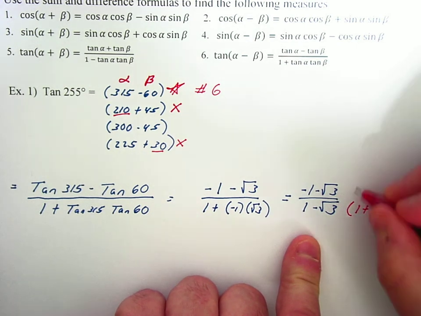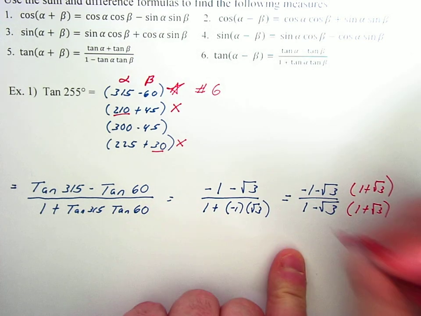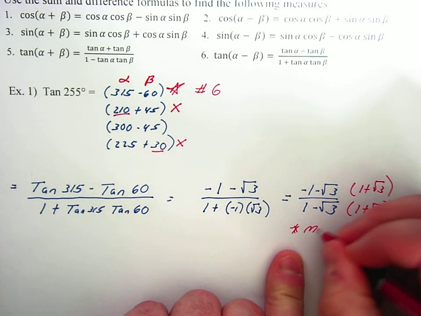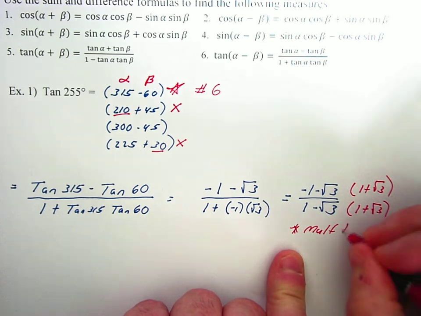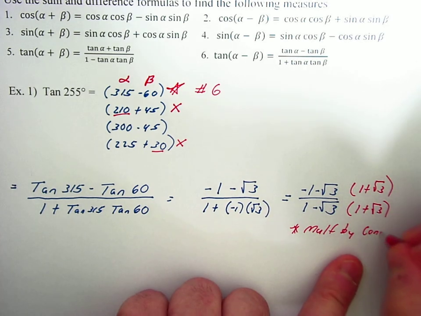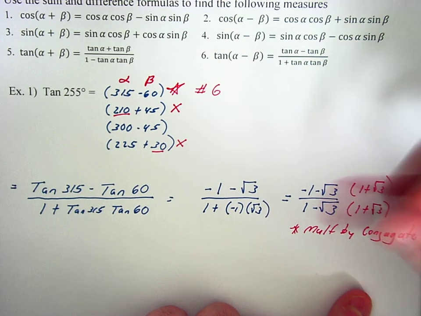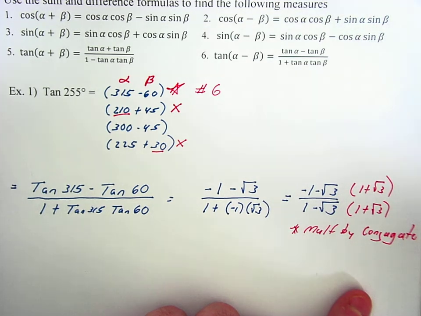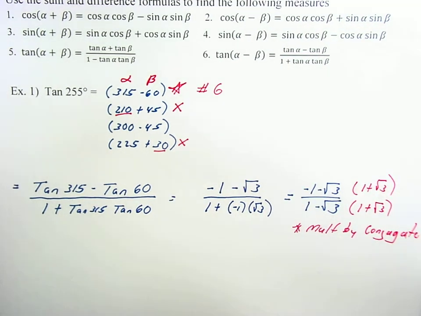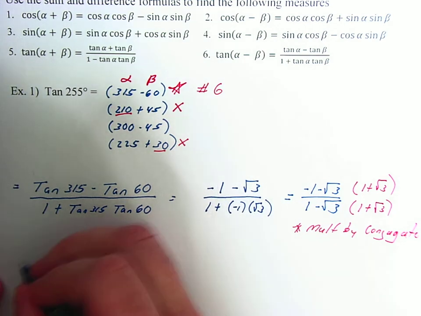And what you do at the bottom, you have to do the same thing up top. 1 plus the square root of 3. So we are multiplying by the conjugate. Again, you have to do that every single time when you're doing tangent. So, there's no way to avoid that. So if you don't multiply by the conjugate, you know you did it wrong. All right, let's jump down and actually do that.